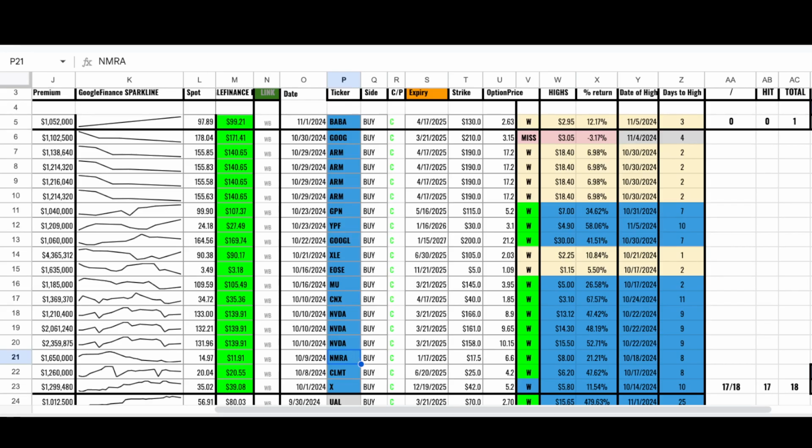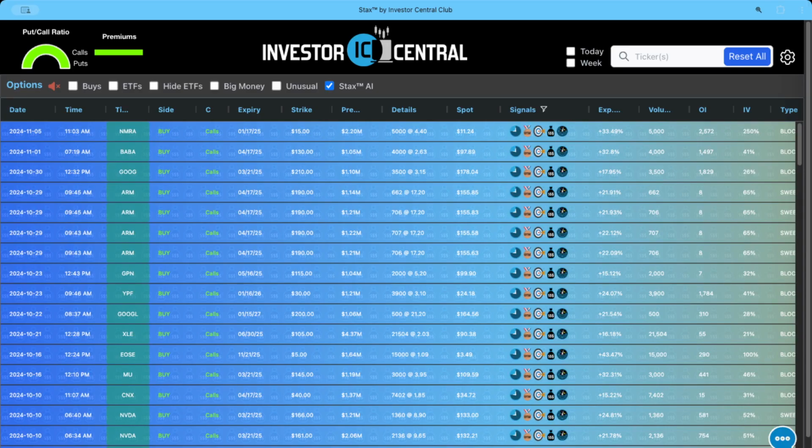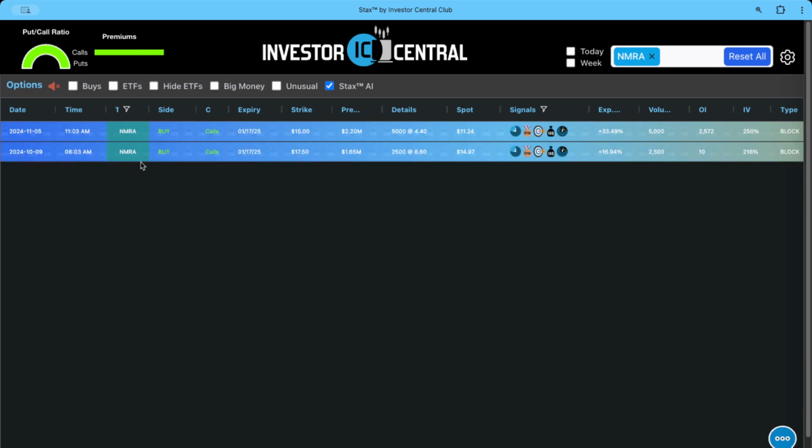NMRA, let's go back to STAX. NMRA actually just had another one pop up earlier today on the 5th. I'm glad that I was able to record this today. Another $2.2 million purchased for that stock and for that option. And you'll take a look at it there. This gives me some decent confidence that NMRA is headed further up, but keep in mind they do have till the beginning of 2025. So, keep an eye on this one. It is expected that it should head back toward 15 quite soon.